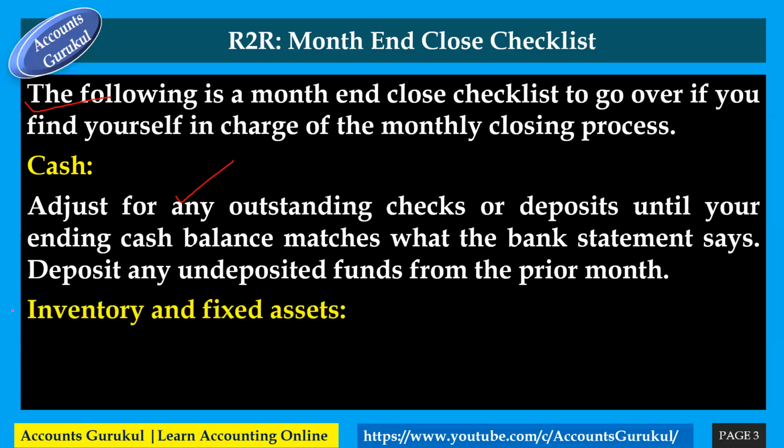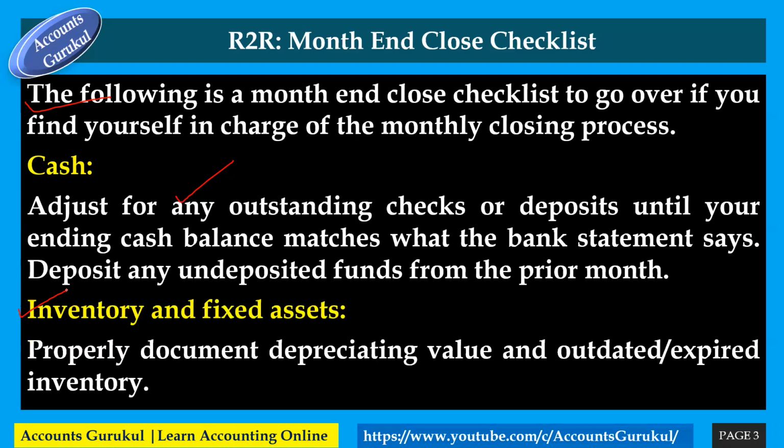The next is related to inventory and fixed assets. If you are in manufacturing and you have inventory, then you have to ensure that your inventory as per the physical verification is in line with what we have in the books. And related to fixed assets as well, we have to prepare the fixed asset registers and match our fixed asset gross block and depreciation with the fixed asset register.